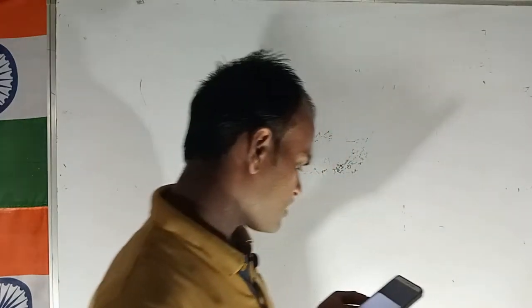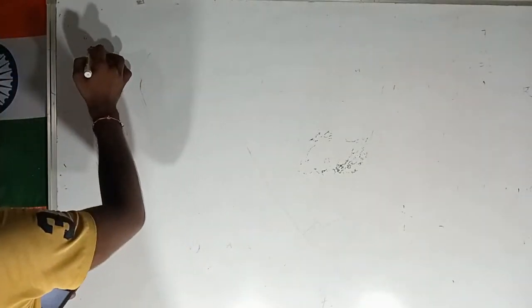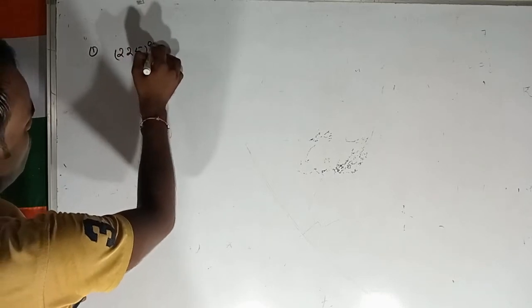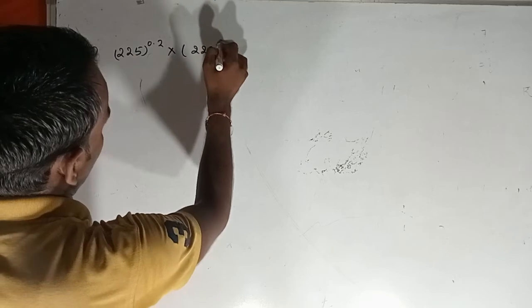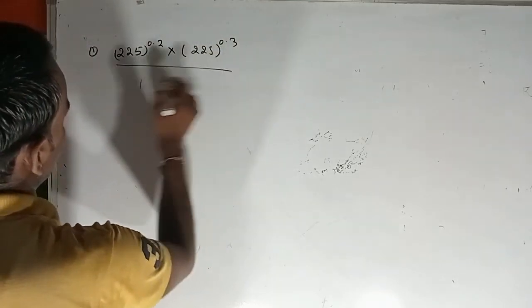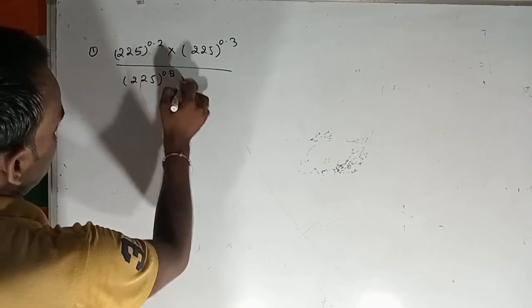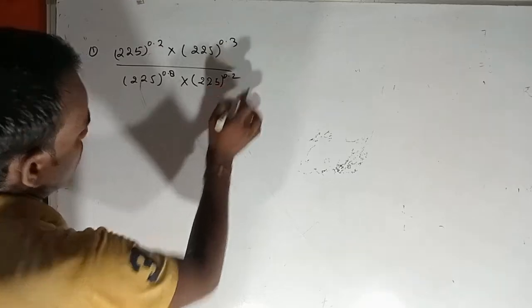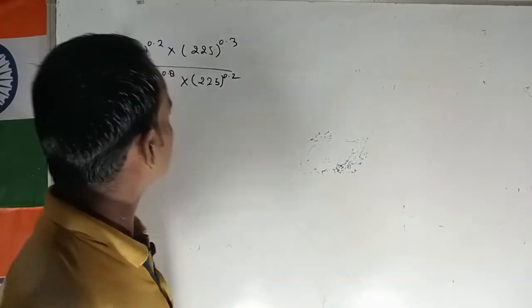The first question is: 225 to the power 0.2 into 225 to the power 0.3, upon 225 to the power 0.8 into 225 to the power 0.2. This question we have. Okay, so we will solve this question.